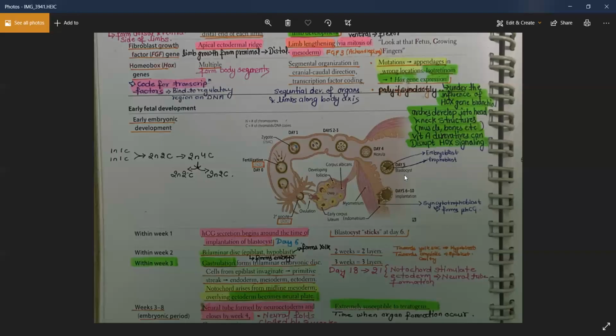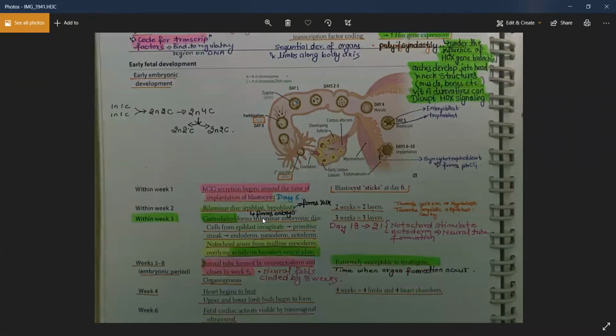So now you see, because implantation occurs on day 6, only at this time can beta HCG be formed by the syncytiotrophoblast. So you can detect the pregnancy only after day 6, right? This is the scenario up to day 6. So within the first week, you will have implantation, and within 1 week, you will have secretion of beta HCG. Then in week 2, the embryoblast forms 2 layers, the epiblast and the hypoblast. The function of the epiblast is to form the embryo, and the function of the hypoblast is to form the yolk sac.